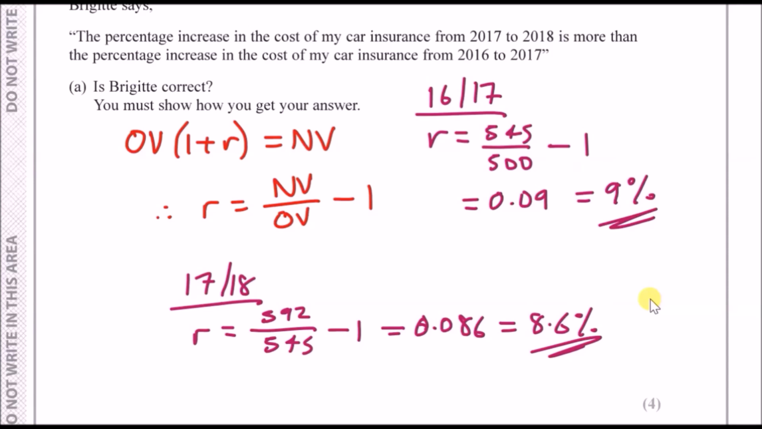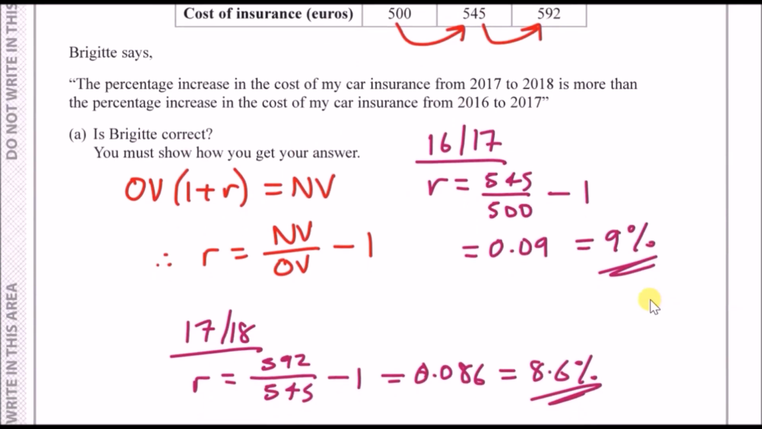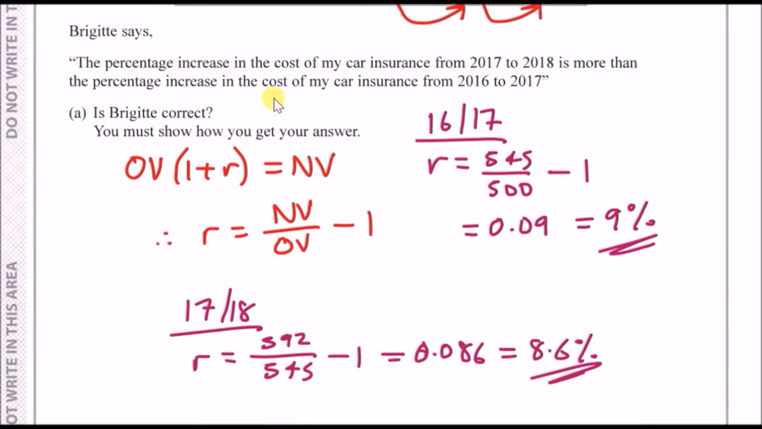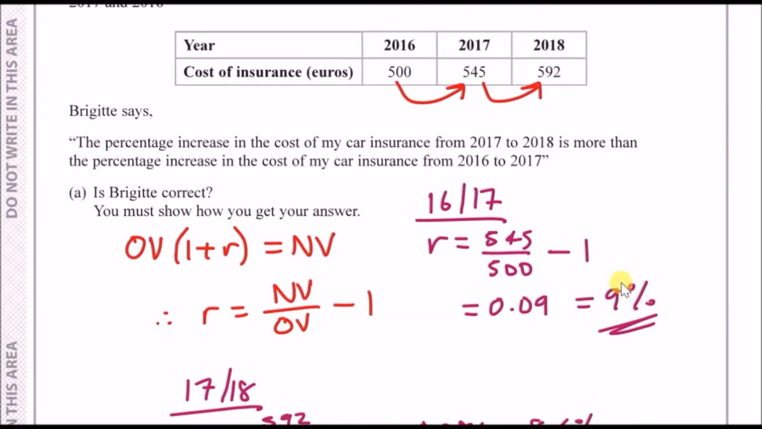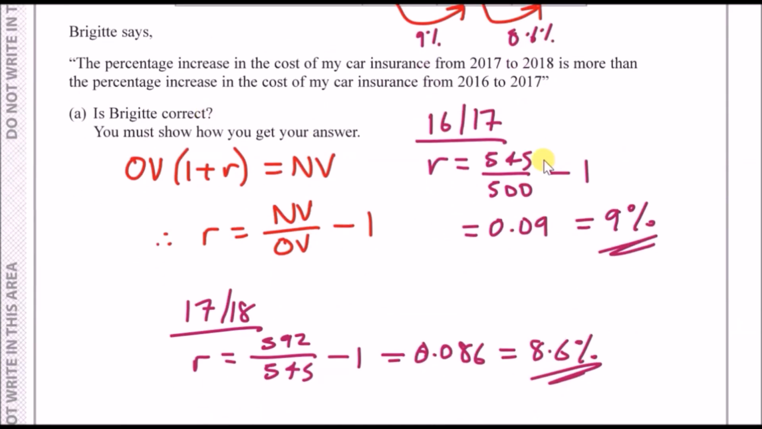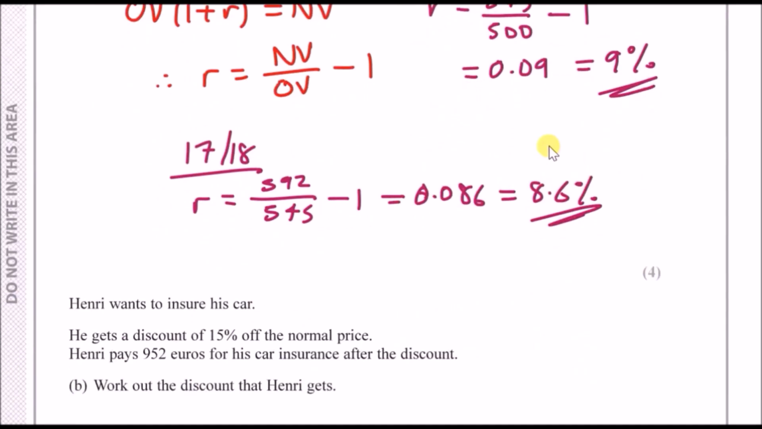Now, since we got our rates, let's check out what Bridget was saying then. So she claimed that the cost of insurance from the second period, in other words, the last period, is more than the first period. Well, we can see the second period is 8.6%, whereas the first period is 9%. So actually it's false. 8.6 is less than 9. So the answer is no. And that's it. That's your conclusion.